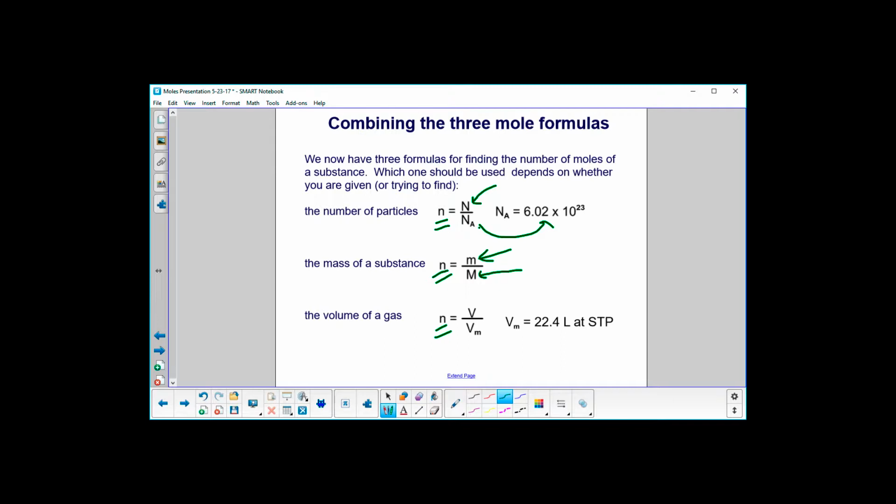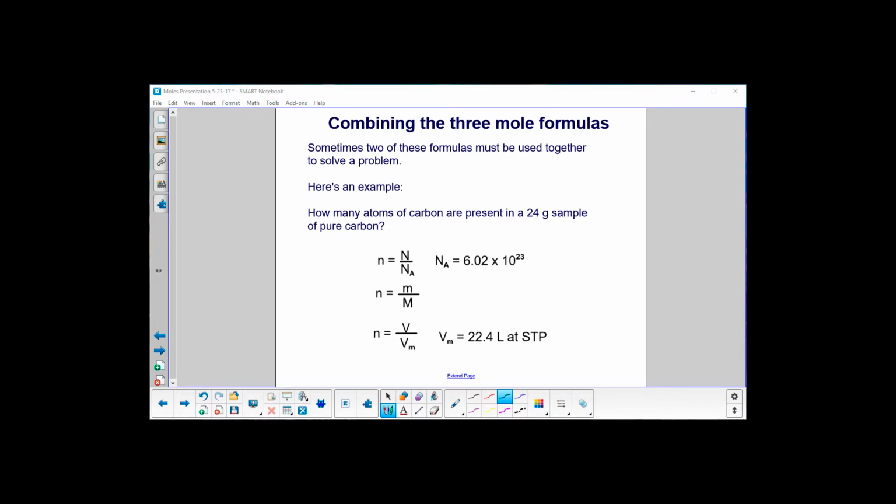And if you're dealing with volume, you have the sample size of your volume, and then you have your molar volume, which is 22.4 liters at STP. This is the only one you have to find from the periodic table, where you look at the atomic mass units. Sometimes two of these formulas must be used together to solve a problem.